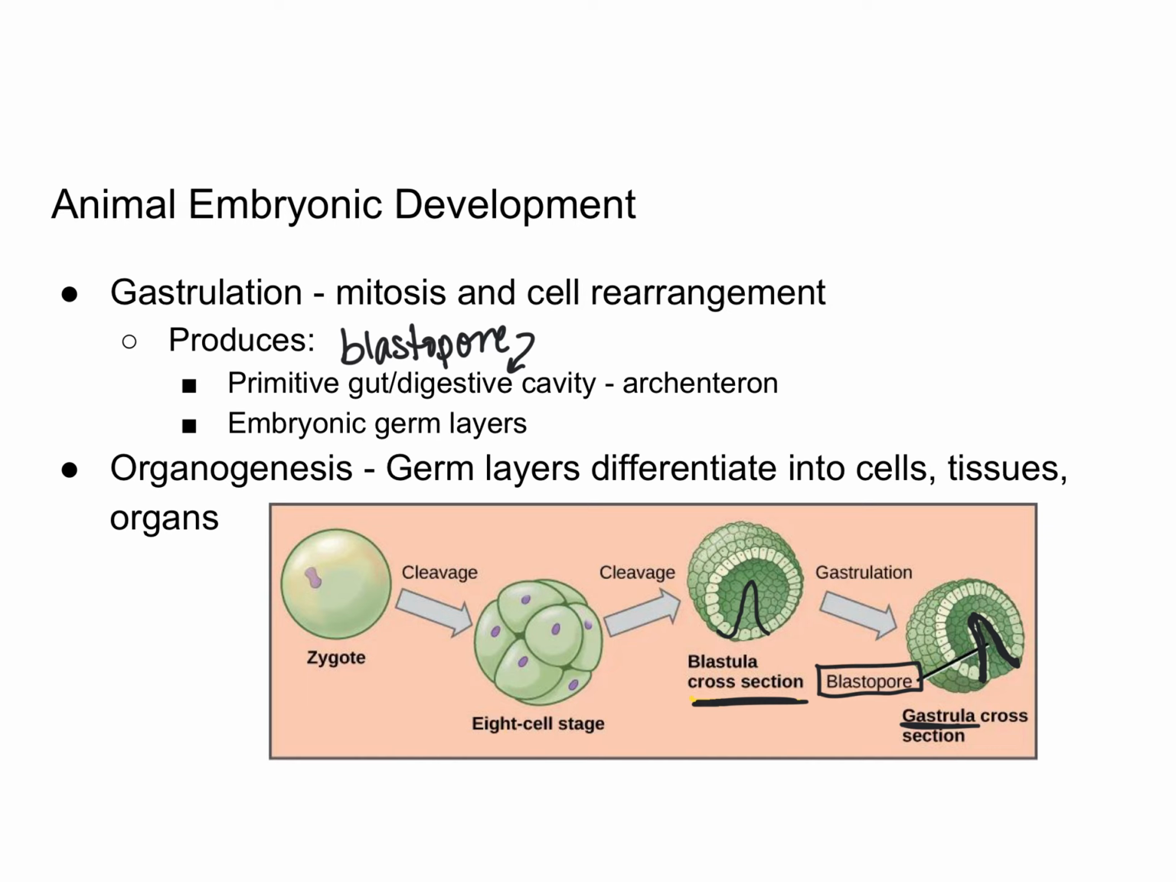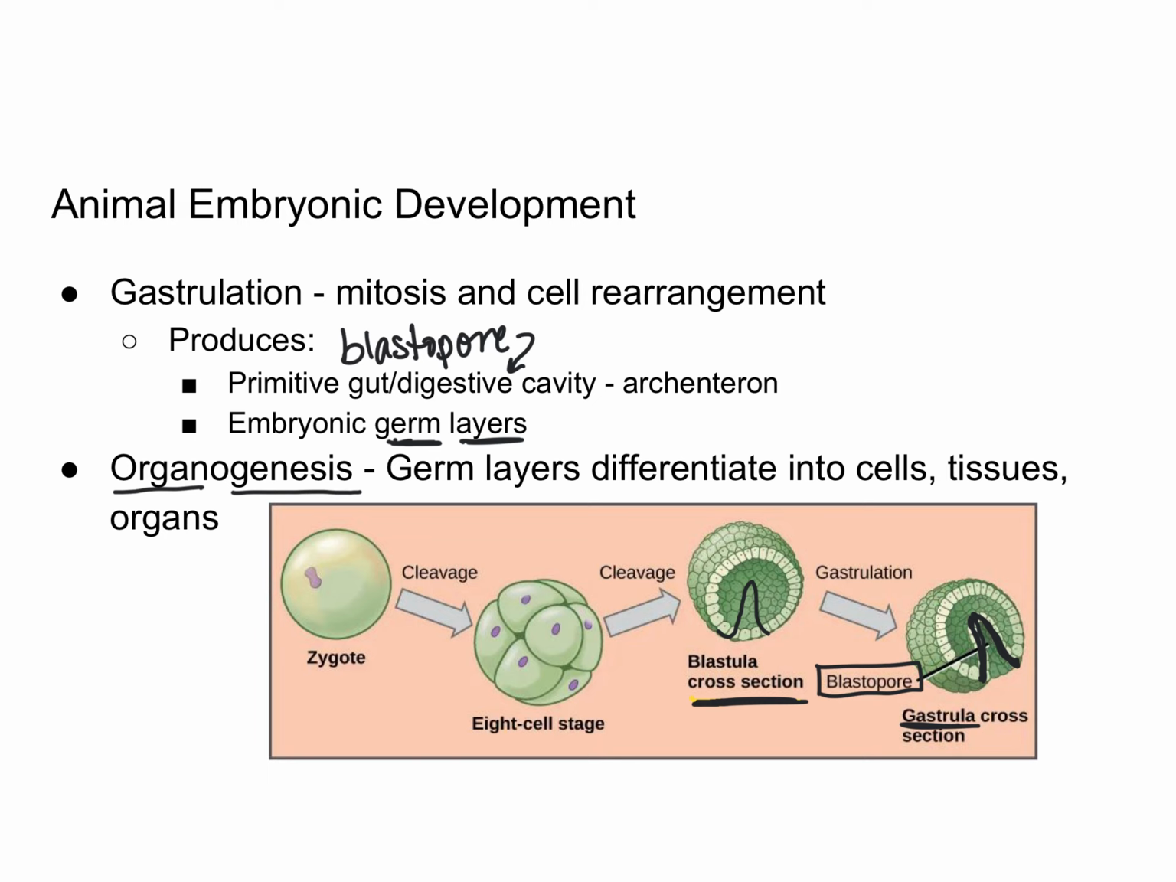And so it doesn't look like a digestive cavity yet, but it's kind of a pre-digestive cavity. And this is called the archenteron. We are also going to start seeing some differentiation occurring, and this happens in the form of germ layers. And we're going to talk more about these germ layers on the next couple of slides. But as these germ layers start to differentiate, ultimately organogenesis is going to occur. And organogenesis just means the genesis or the making of organs.